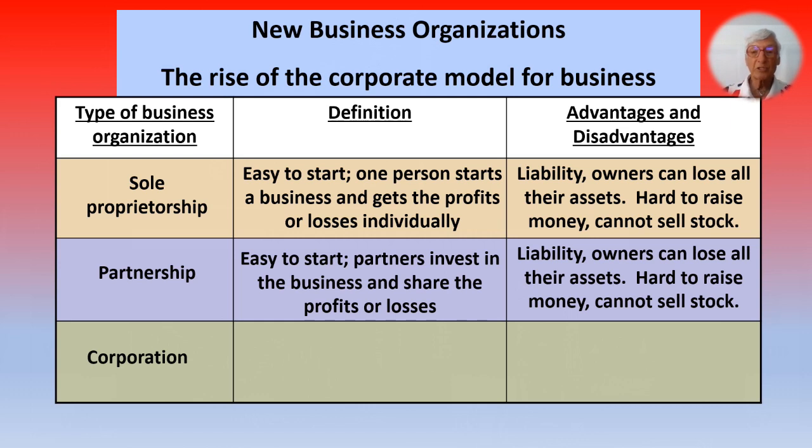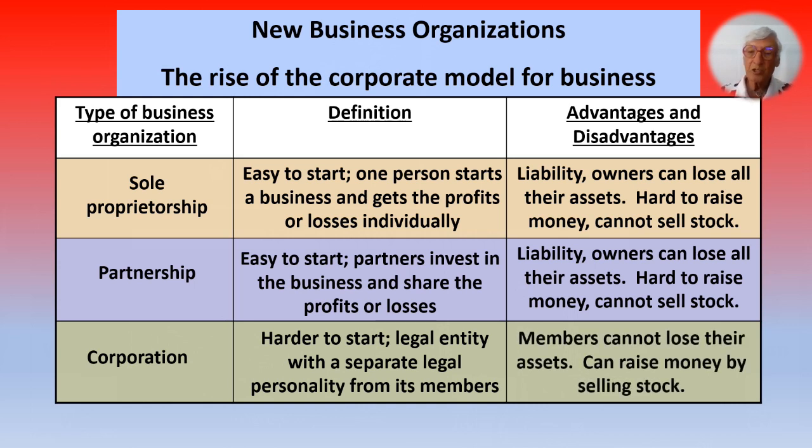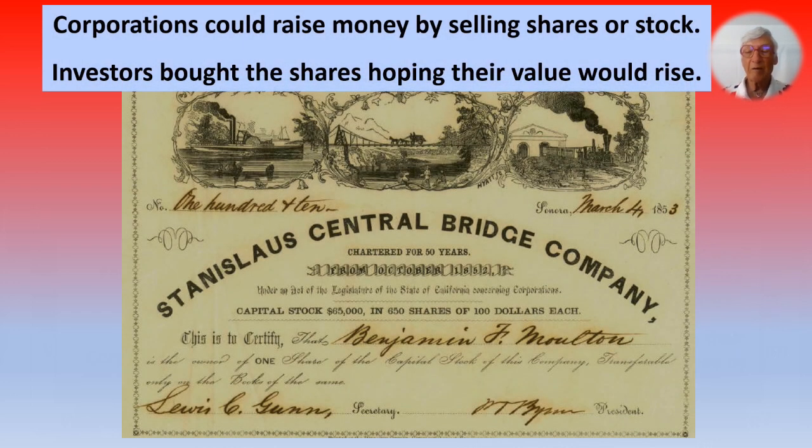Now comes this new organization called a corporation. And a corporation is harder to start. It is a legal entity with separate legal personality from its members, and the members cannot lose their assets. They can raise money by selling stock. The value of the stock can go down, but the individual person who invests will not lose their money because they are an investor. Corporations could raise money by selling shares or stock, and the investors bought the shares hoping their value would rise, and often they did.